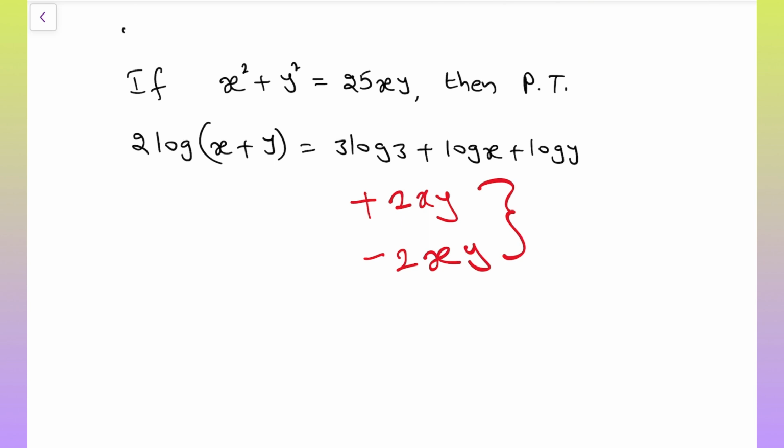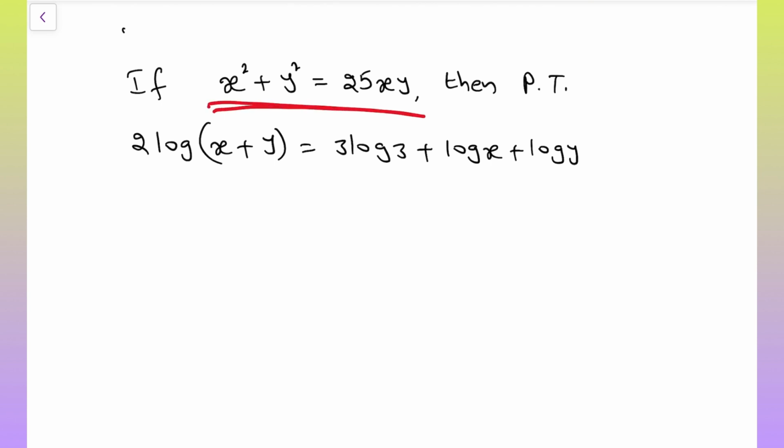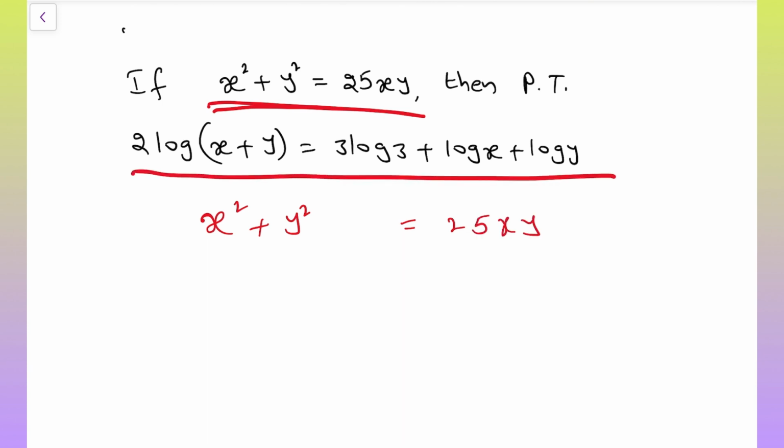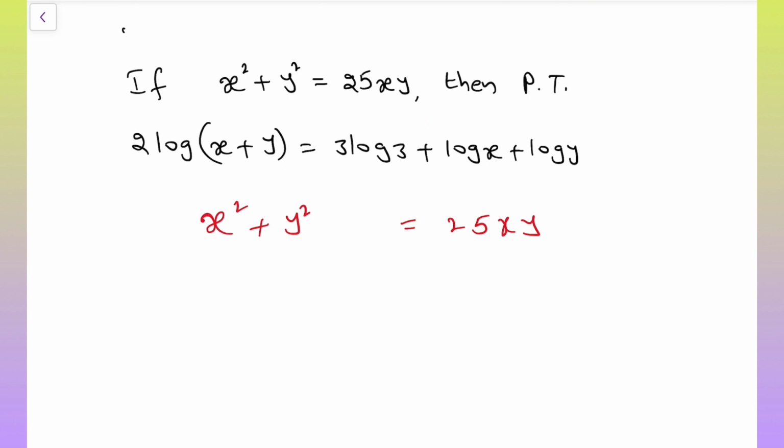If all positive symbols, then add 2xy. If at least one negative symbol is there, subtract 2xy. Now, here x square plus y square equals 25xy, right? Now, if you observe this total question, everything is positive only. So, if everything is positive, what we need to do? Add 2xy on both the sides. So, here plus 2xy, here also plus 2xy.